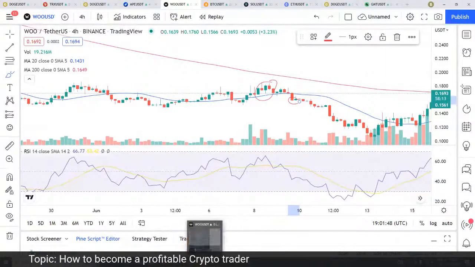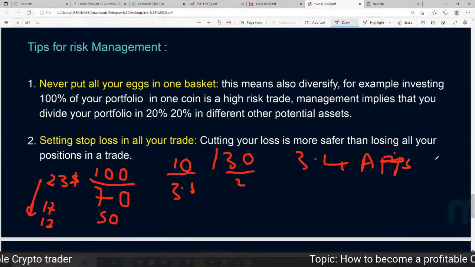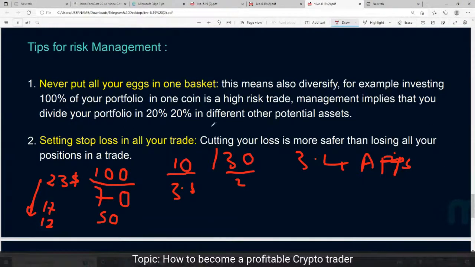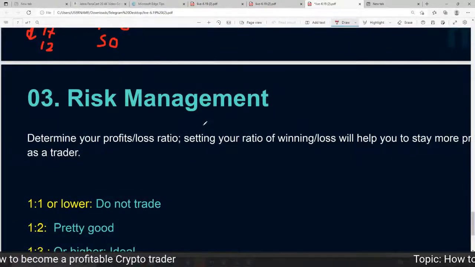Let's go back. So this is about setting stop loss in all your trade. Try to use your stop loss in all your trade. Let the spirit of fear go away from your body in Jesus' name.